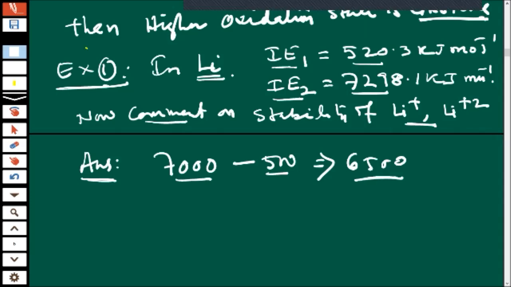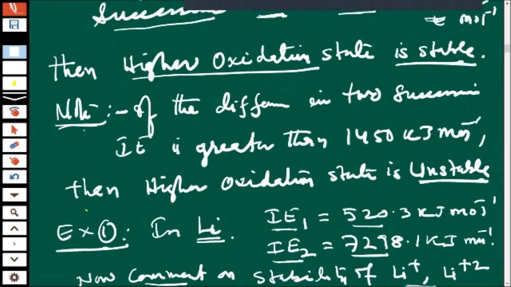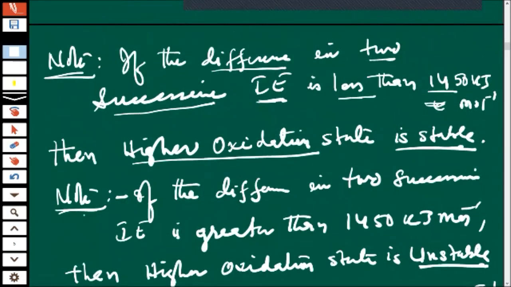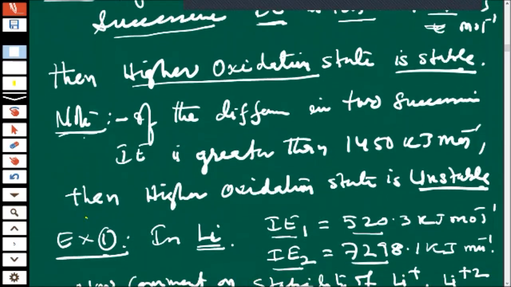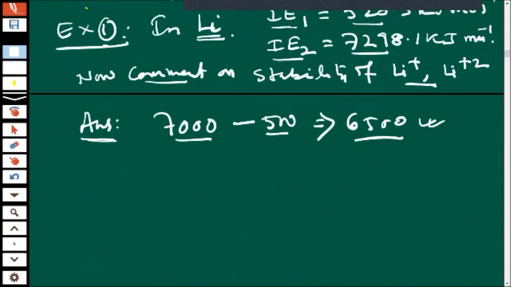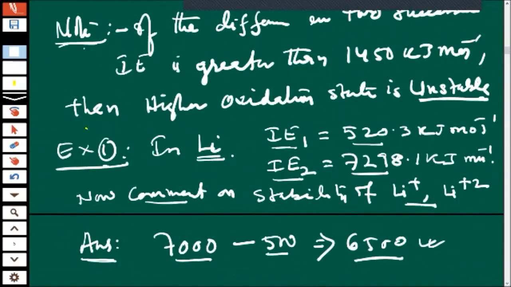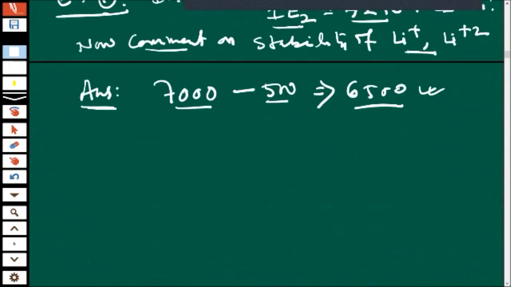Did you understand? So I know this is greater than this. So when the difference is less than 1,450, then the higher oxidation state is stable. But when it is greater than that, then the higher oxidation state is unstable. There are two oxidation states, lithium plus and lithium plus 2. Because the difference is greater than 1,450, this is unstable.